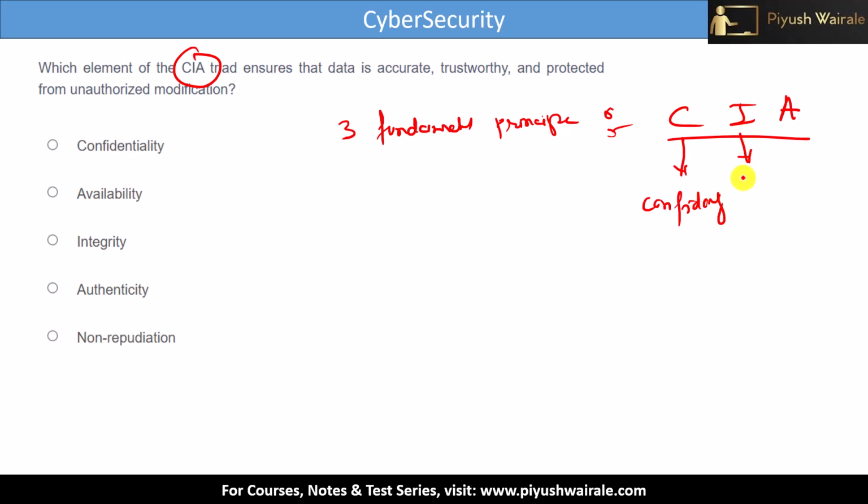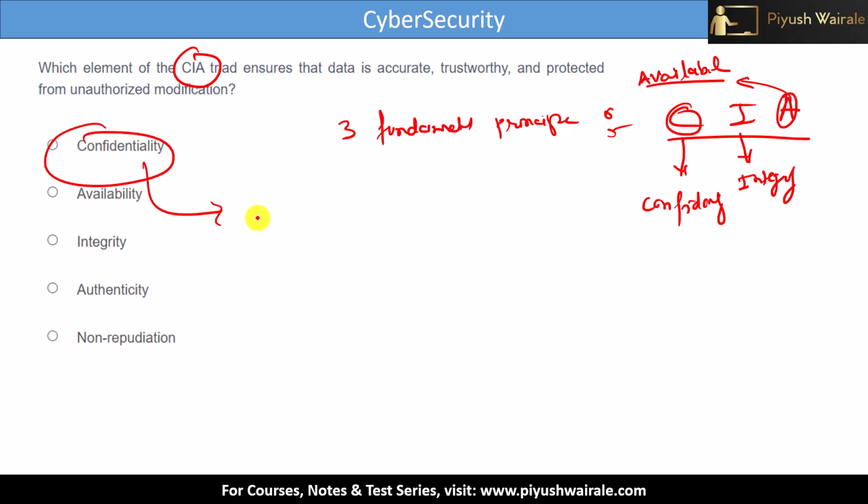I stands for integrity here, and A stands for what? Availability. A stands for availability, right? Now, if I talk about confidentiality here, it prevents unauthorized access. So, confidentiality, you can see, it prevents what? Unauthorized access to a system, right?